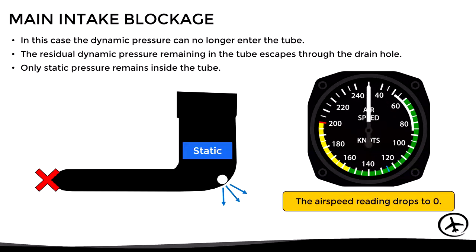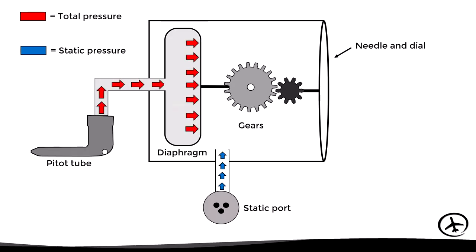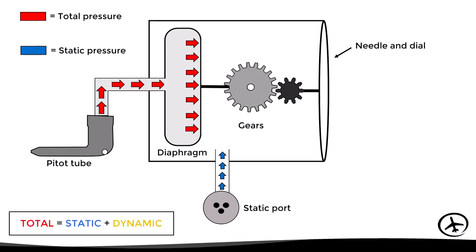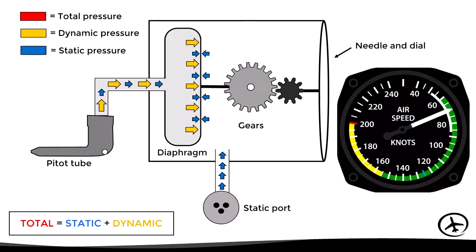But let's see why. Here we have the instrument operating normally. The static port connection provides static pressure to the instrument case, and the pitot tube provides total pressure to the diaphragm. Remember that the total pressure can be expressed in terms of a combination of dynamic and static pressure inside the diaphragm. And since the static pressure is equal inside and outside the diaphragm, the expansion or contraction of it will depend only on dynamic pressure.